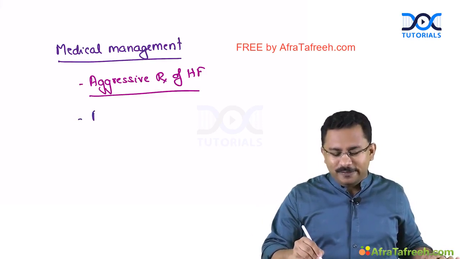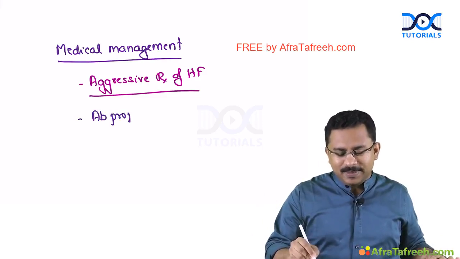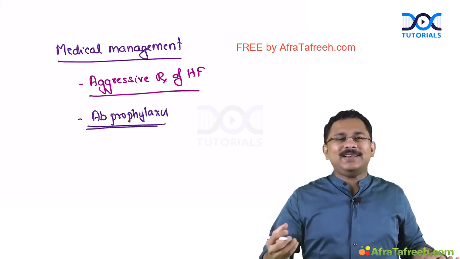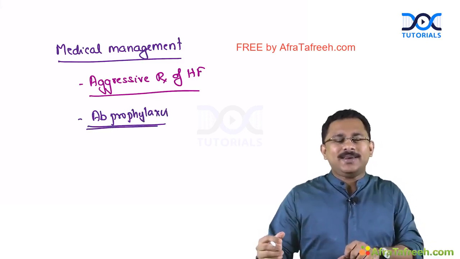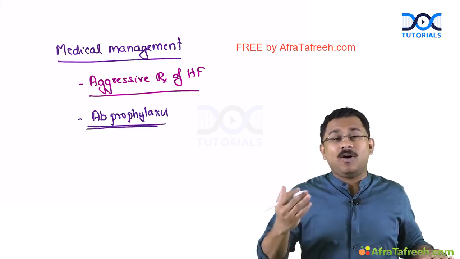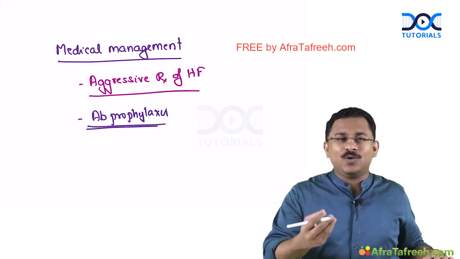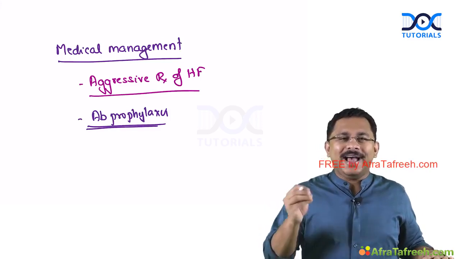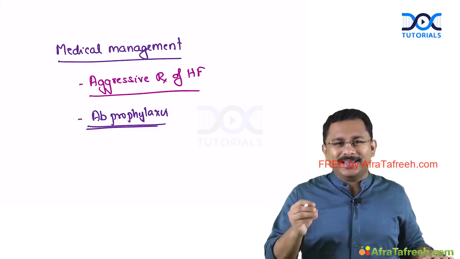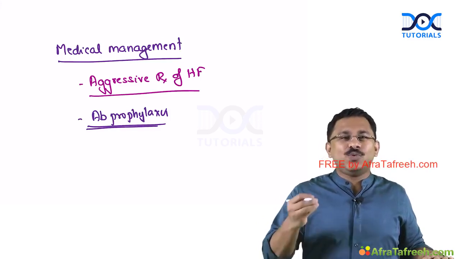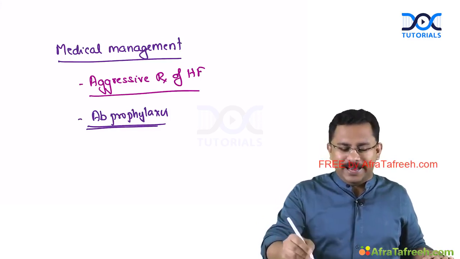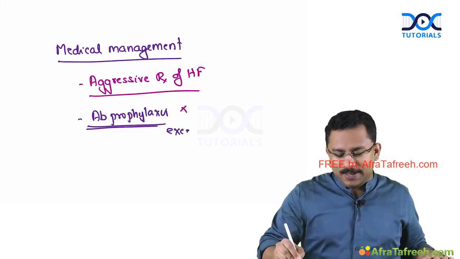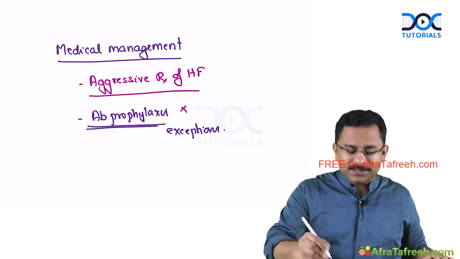Second, what about the role of antibiotic prophylaxis? As I stated before, even in secondary MR, antibiotic prophylaxis is not recommended in patients with mitral valve disease, and obviously I have already told you the exceptions, that is a prosthetic valve repair or replacement and a history of infective endocarditis. Only in those two scenarios will you think of antibiotic prophylaxis. So usually no, but with exceptions.